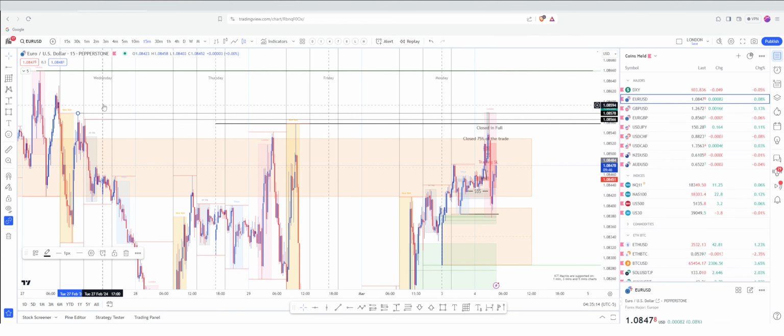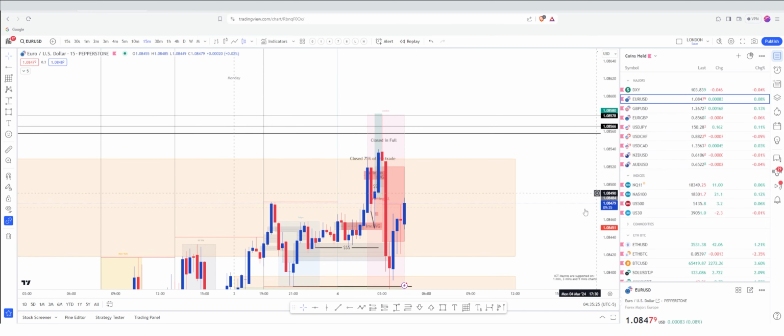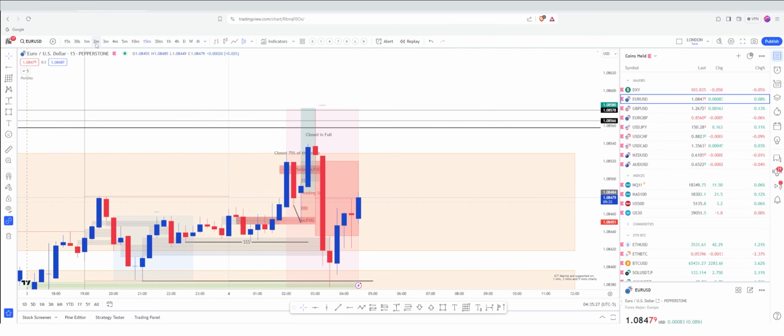So in that last video, if you haven't seen it, do check it out. I'll pop a little banner up in the top corner there so you can click it. You can see that I did mention there was a cluster of liquidity here, which was giving me a bullish bias coming into the first macro.